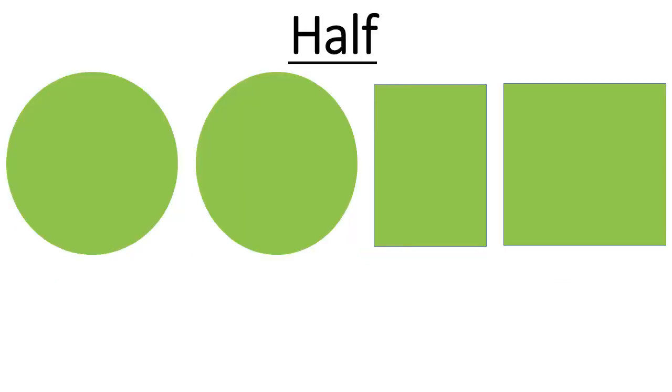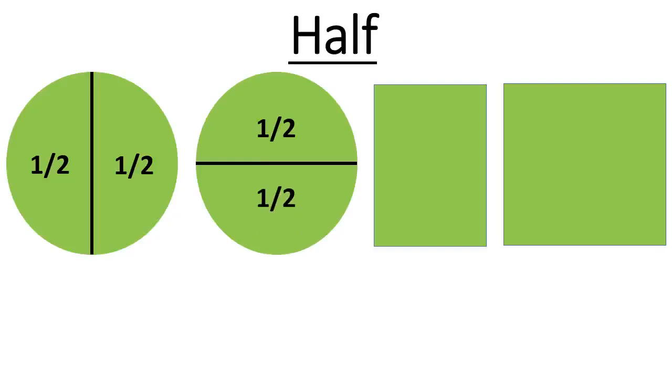Here we have the half. Okay, let's see. Here I have one whole which is divided into 2 equal parts. So each part will represent, excellent, half. So here 1 half and here 1 half. Another one, this circle is divided into two equal parts, but horizontally. So each part will represent 1/2 and 1/2.